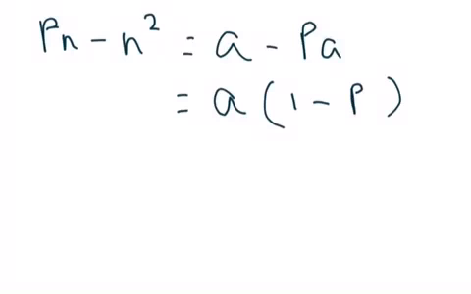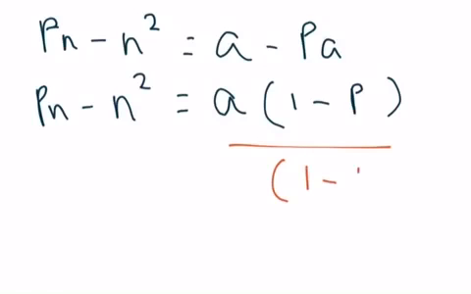On the left hand side I've still got my Pn minus n squared. And the reason we do this factorizing process is now we can get A on its own, because on the right hand side now we have A times a 1 minus P. And I can get rid of this 1 minus P by doing the opposite of multiplication. So I can divide the right hand side by 1 minus P, and if I do that to the right hand side I've got to do it to the left hand side.